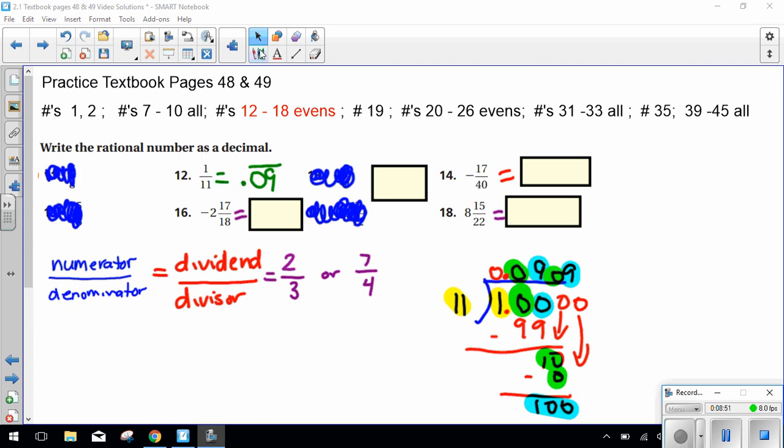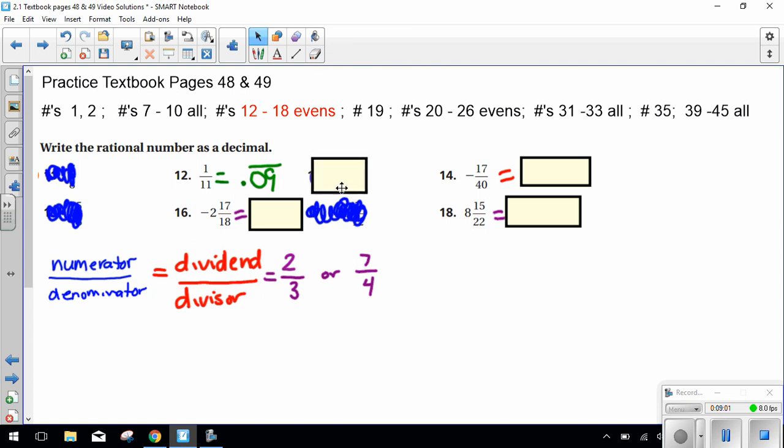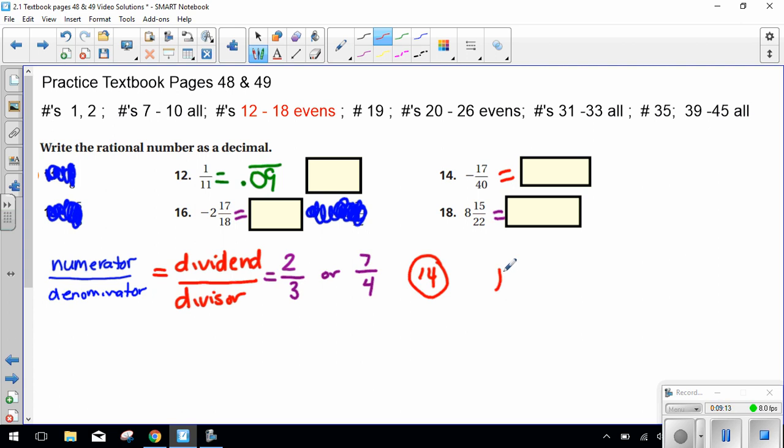Okay, at this point, I'm going to erase the work for 12. If you need it, now is a great time to pause. Okay, I'm just going to move this here. Let's take a look at number 14. Please understand, I am doing this division right in front of you, so if I start to slow down, it's because I'm doing the work live as we speak. So 17 is the dividend that goes in the division house. 40 is the divisor. It stays outside.